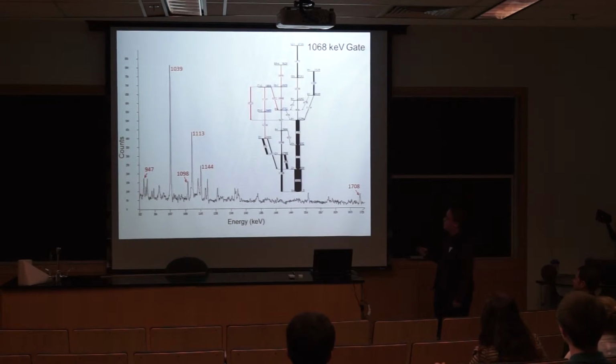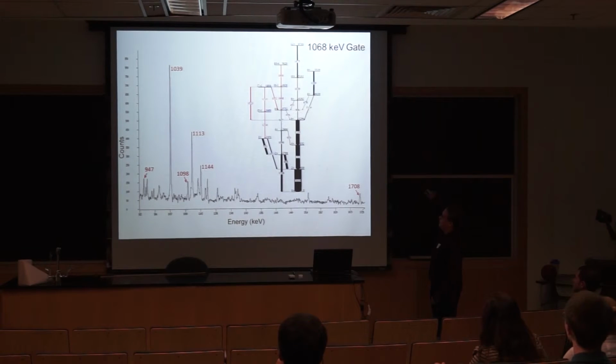So this is a partial level scheme for germanium-70. You see the 1068 here, that's what we're gating on. And then you also see all these other peaks down here below it that are in coincidence with the 1068. So as I said, my focus was to extend the gamma vibrational band for germanium-70, and that's what these red transitions are here.